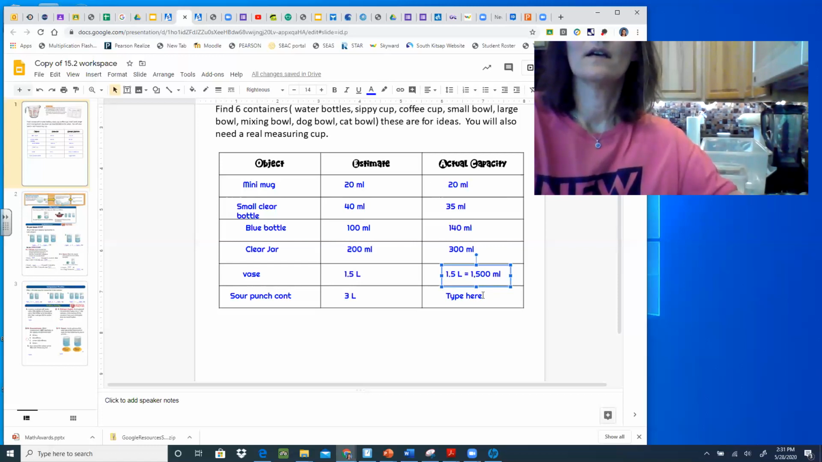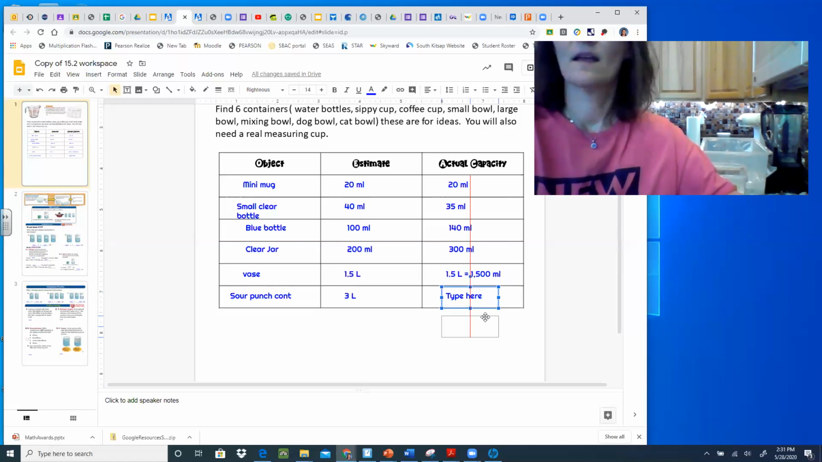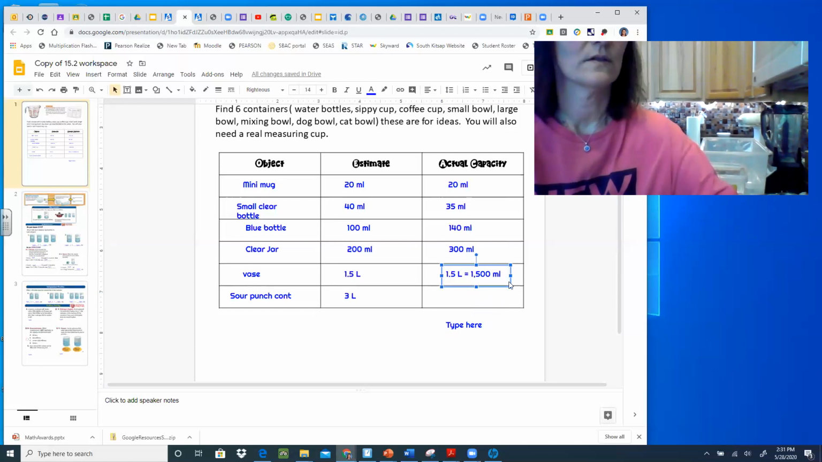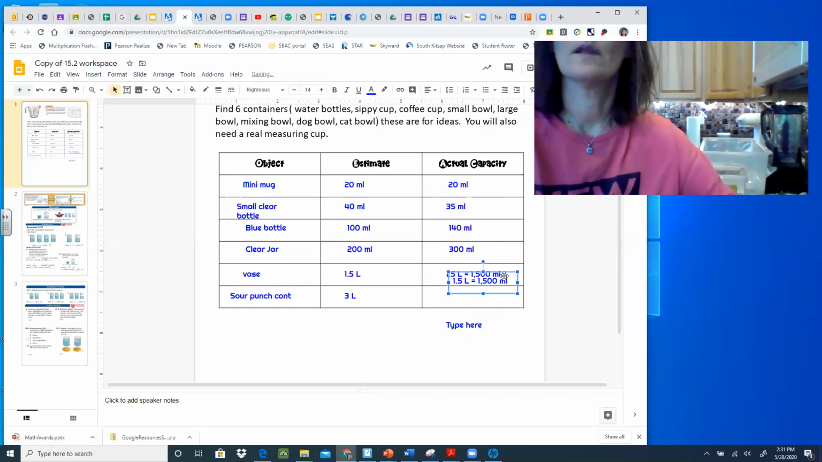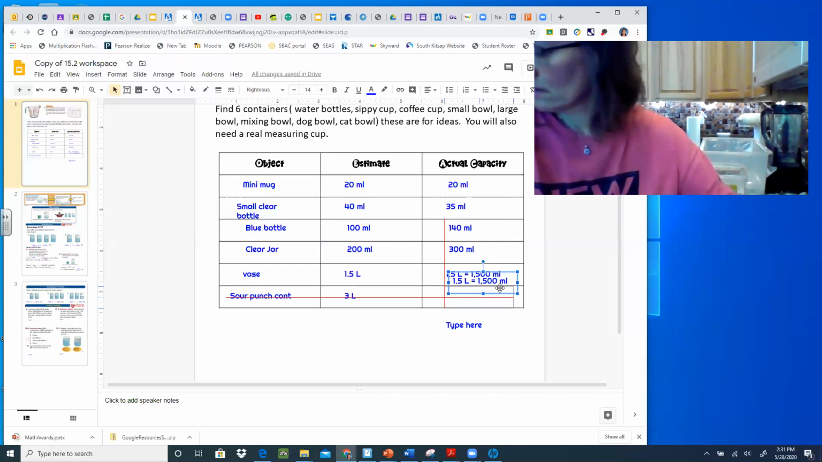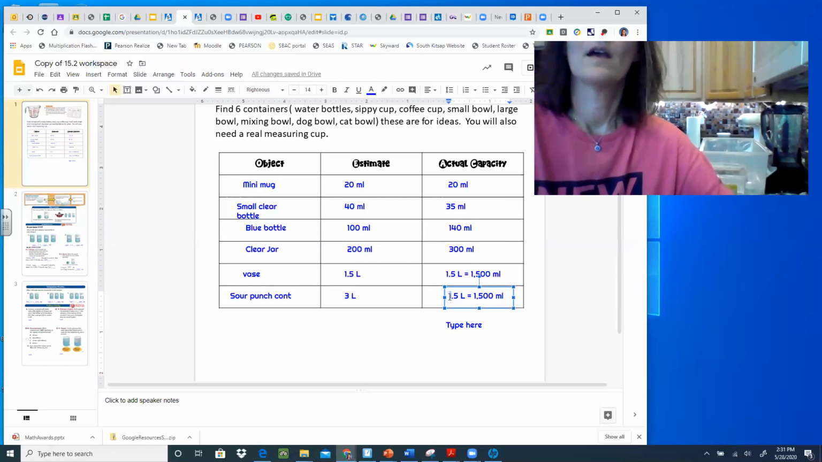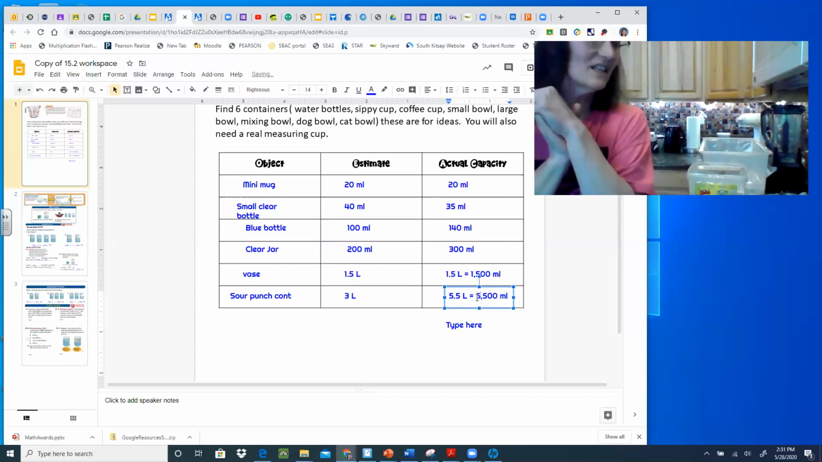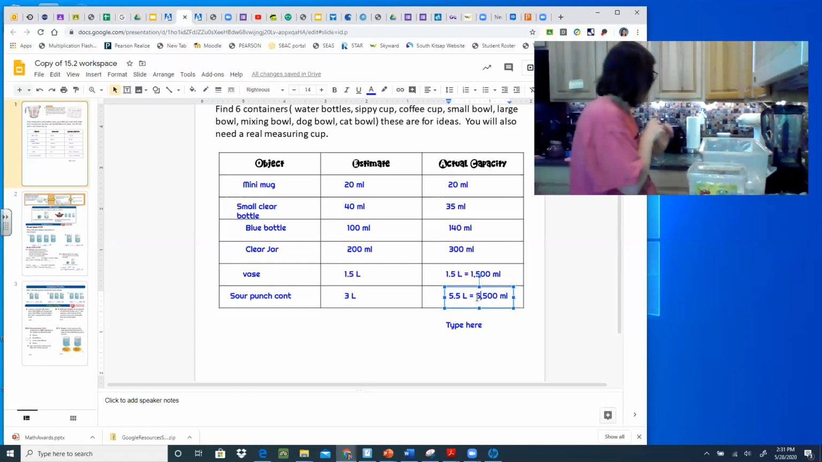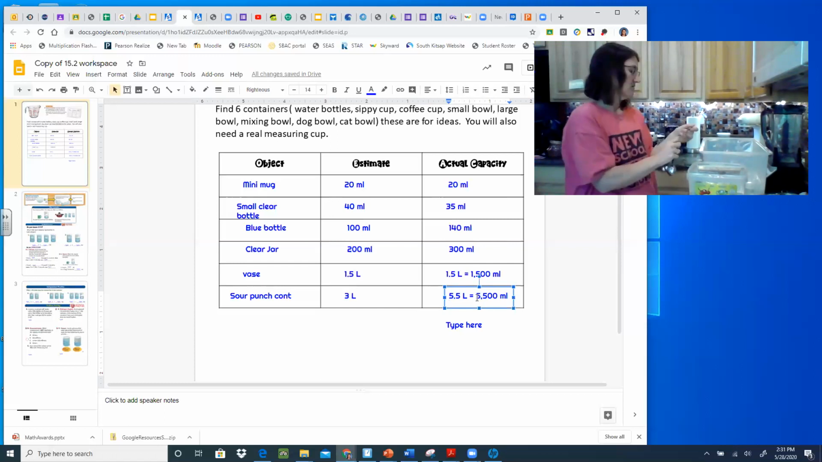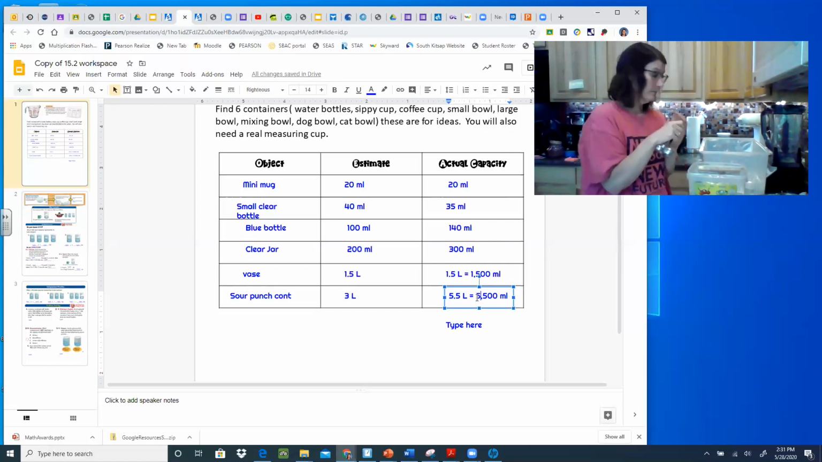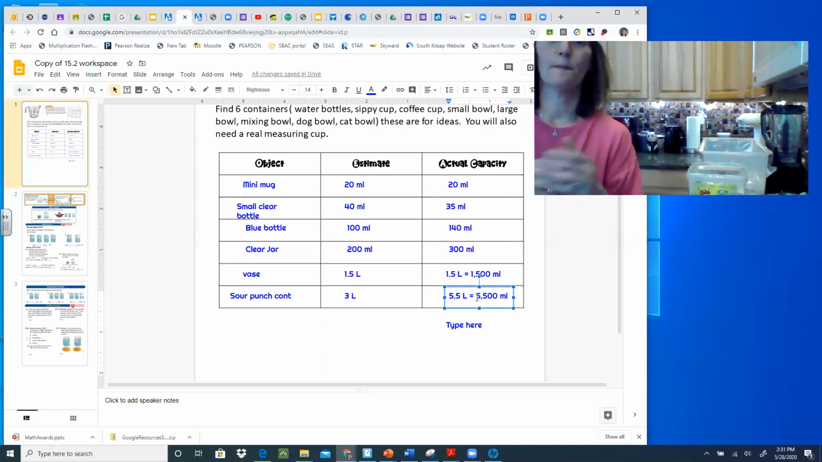So I am going to copy paste this and then just change it to suit my needs. So Control C, Control V. So it was 5.5, which is then going to equal 5,500 milliliters. So that would not be very efficient to fill it using a teaspoon. So much better to use a good tool and fill it with a good tool.